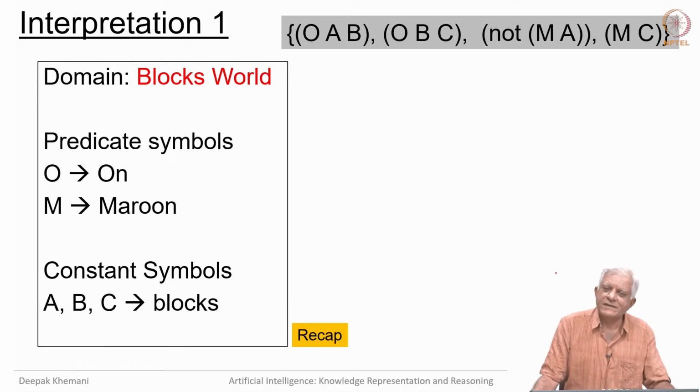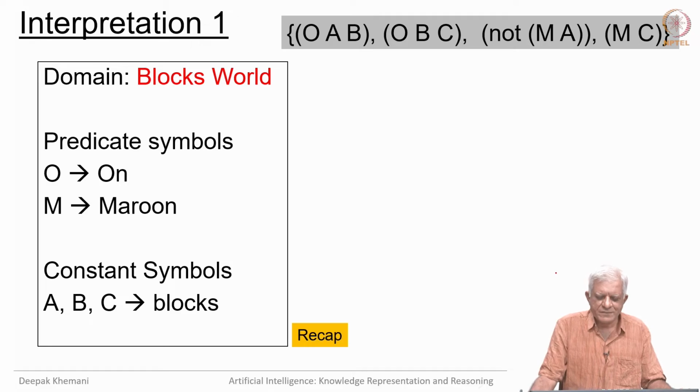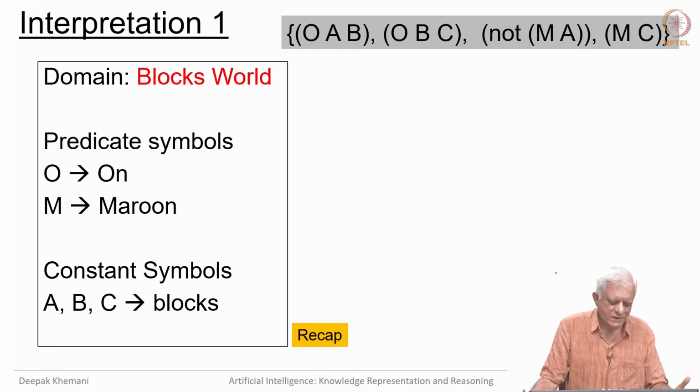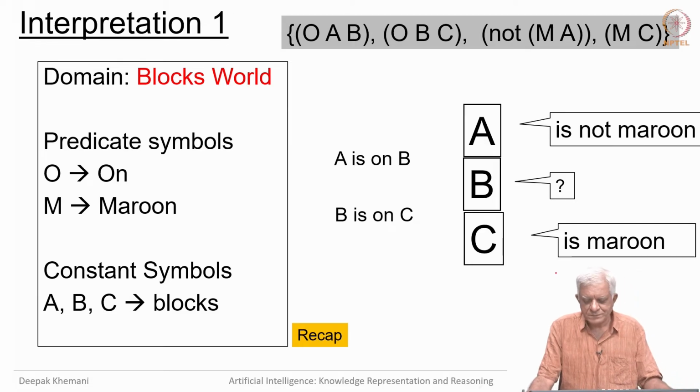So, this is the example that we had closed with last time. This is just a recap, and you remember that we had this knowledge base which had these 4 formulas whose symbols we had not at that moment clarified, but here we have said that O stands for on. In one of the interpretations that we saw, O stands for on, M stands for maroon, and the 3 constant symbols A, B, C stand for blocks. And the knowledge base said the following: A is on B, B is on C, A is not maroon, C is maroon, but we did not say anything about the color of B, maybe we do not know.